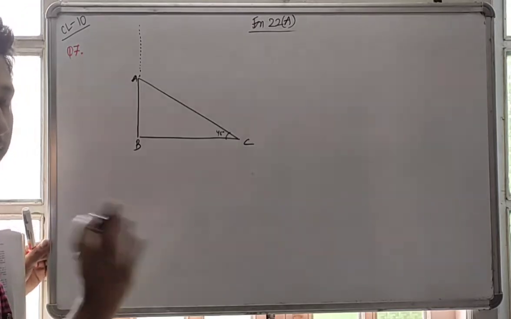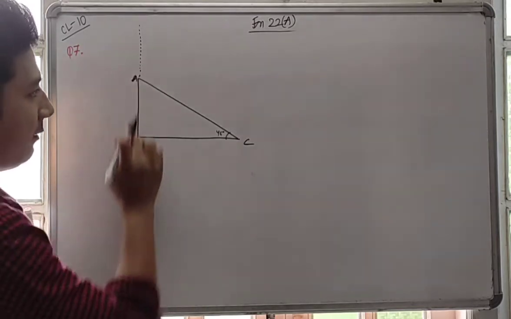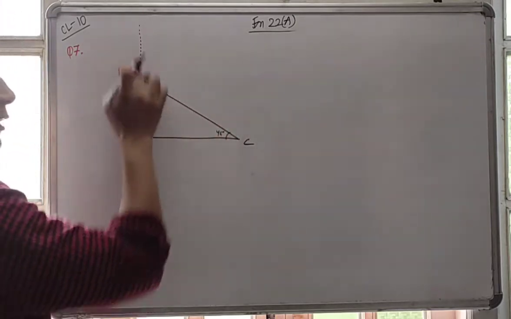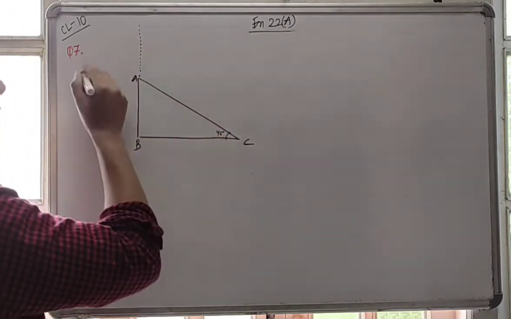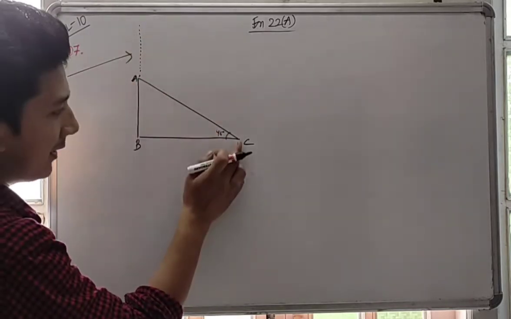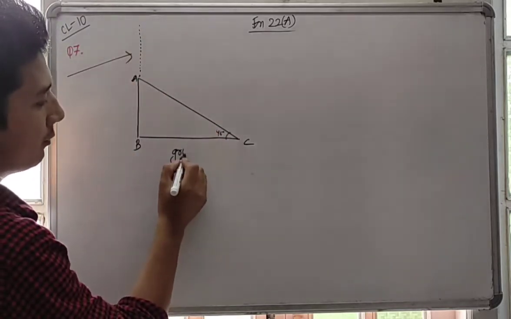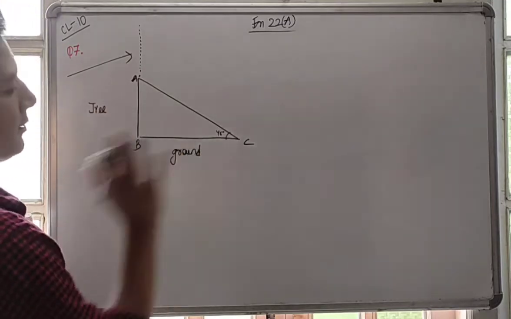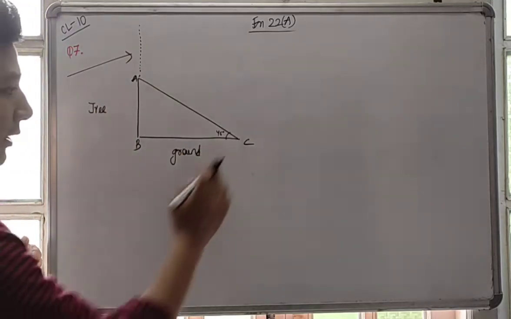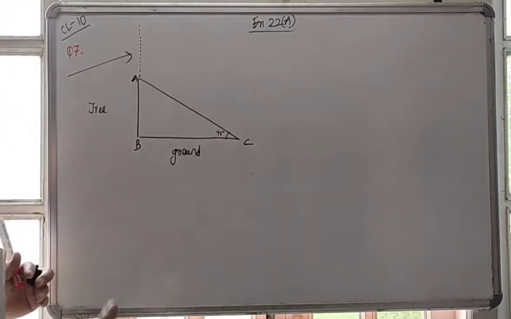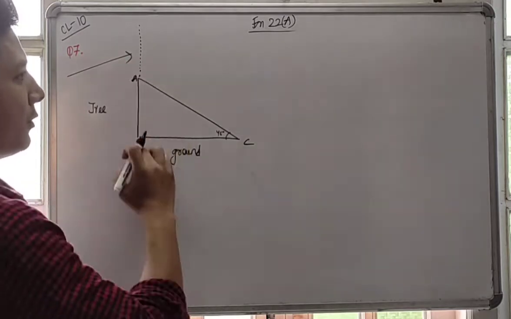What is the actual height of the tree? The actual height of the tree is AB plus AC. This portion actually is the portion of the tree only. Because of the wind, it is broken and it makes an angle 45 degree with the ground. So this is my tree and this is my ground. Am I clear? What was the height of the tree before it was broken?